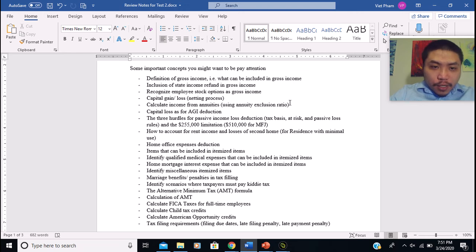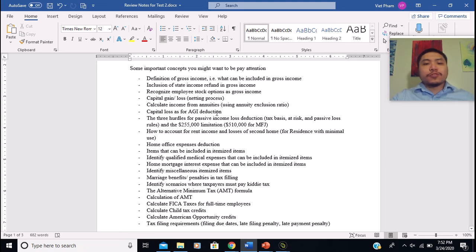All right, capital loss as for AGI deductions. So remember, after the capital gain netting process, if the taxpayers end up having a capital loss, it doesn't matter whether it is a long-term or short-term capital loss. If they have a loss, then automatically they can deduct up to $3,000 under the for AGI deduction rate.